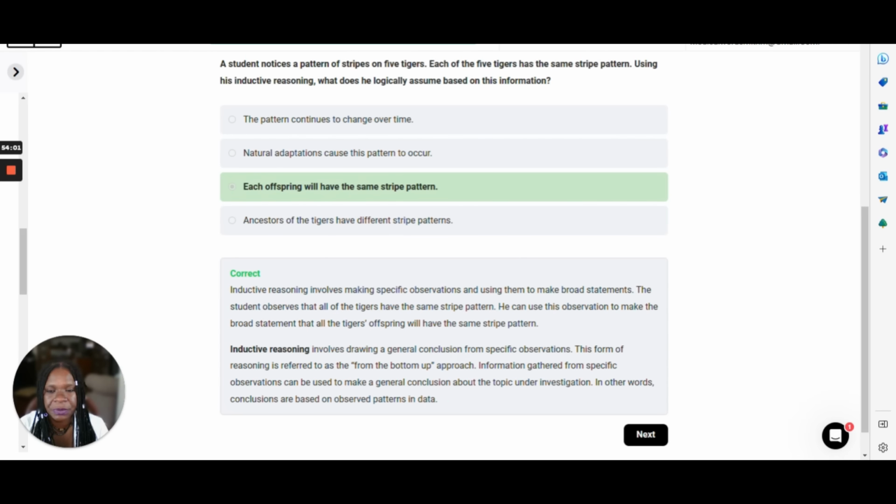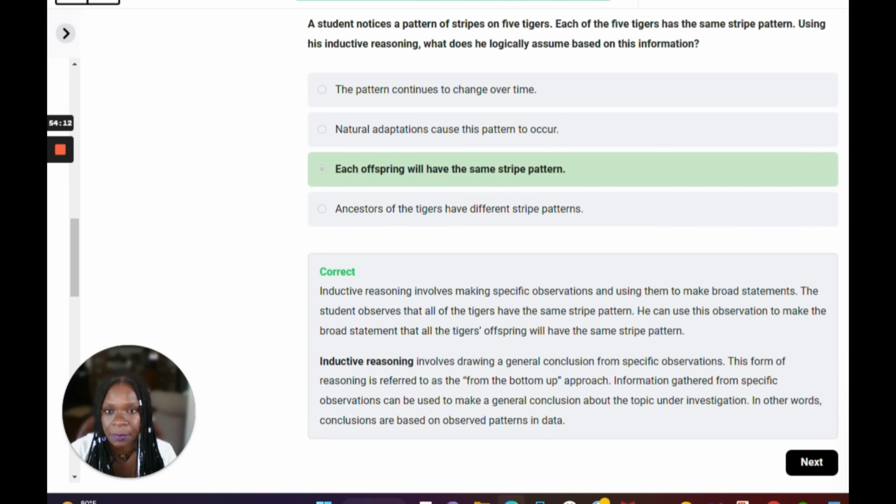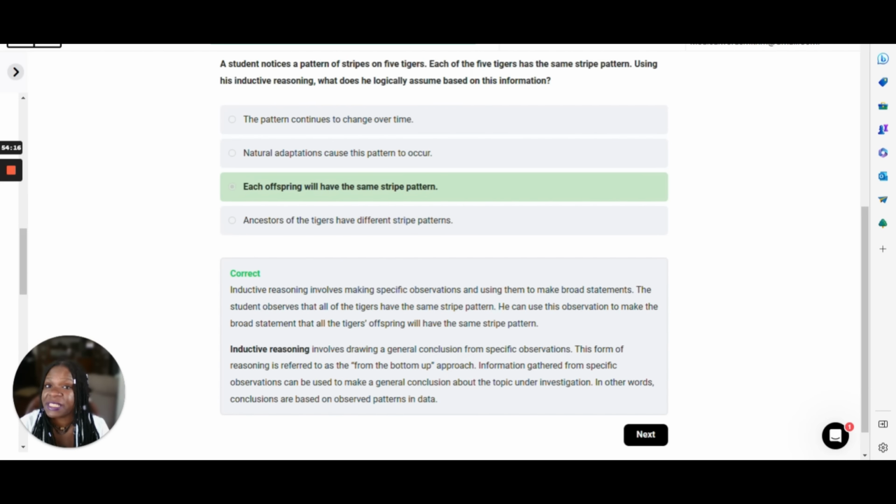All right, so here we see the correct answer is each offspring will have the same stripe pattern because inductive reasoning, not to be confused with deductive reasoning, involves making specific observations and using them to make broad statements, right? The student observes that all the tigers have the same pattern. He can use this observation to make the broad statement that all of the tiger's offspring will have the same stripe pattern.